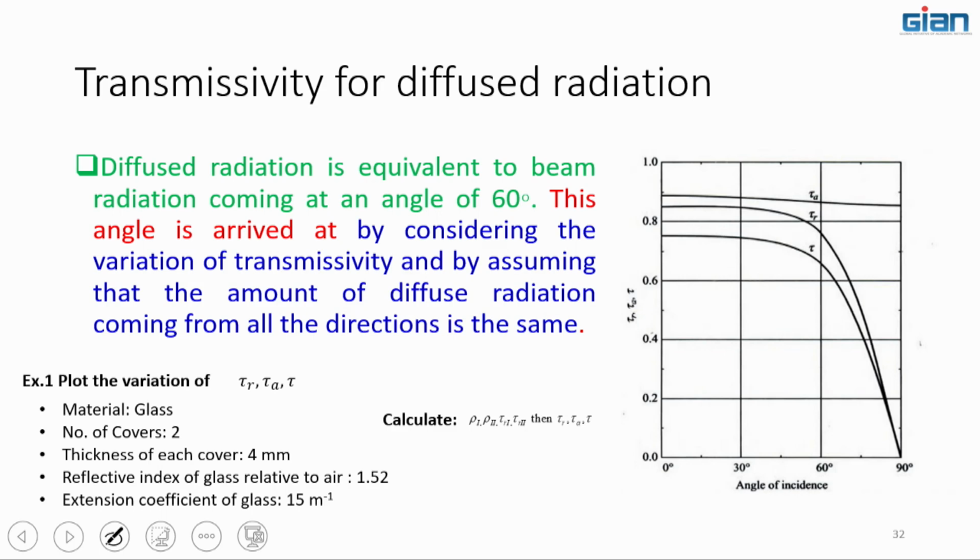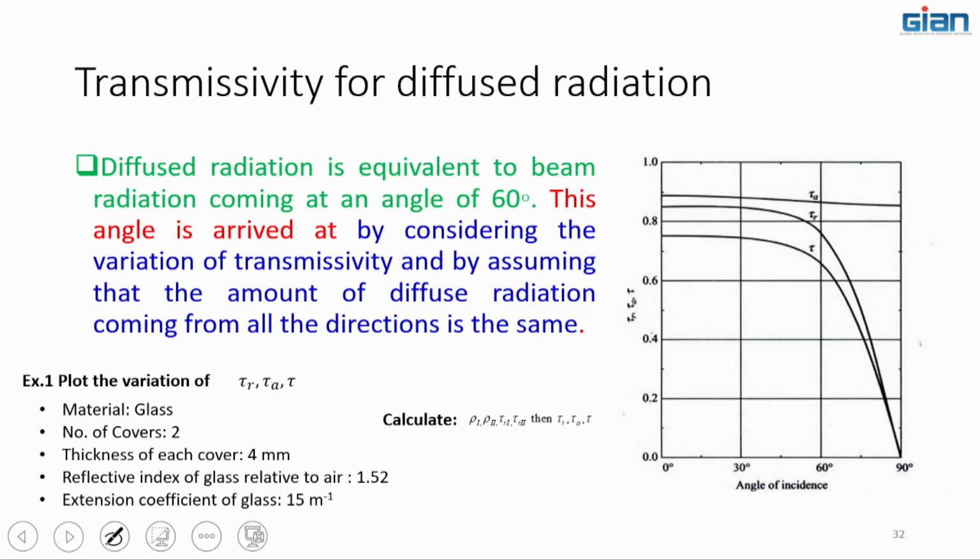Okay. So let us take an example. We are going to plot the variation of tau R, tau A and tau. The material we are considering is glass, and the number of covers we are using is 2. So glass cover 1, glass cover 2, then we have the absorber plate, and then you have tubes and other things. The thickness of each cover is 4 mm. The refractive index relative to air is given as 1.52, and the extinction coefficient of the glass is 15 per meter. Okay. We need to find all the values, and we need to generate this kind of plot.